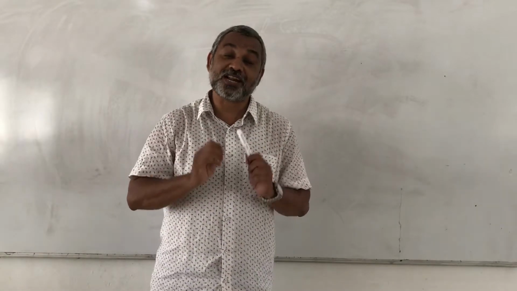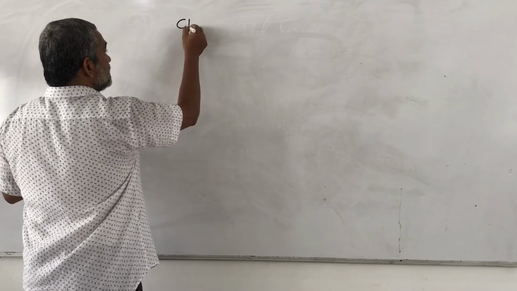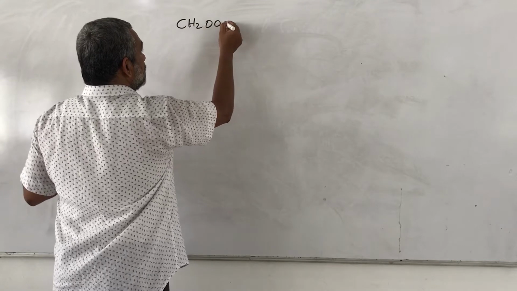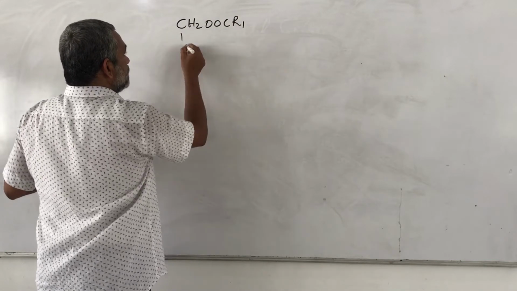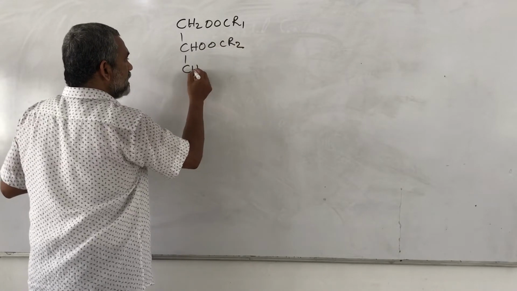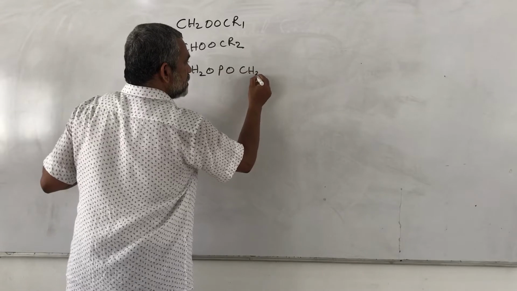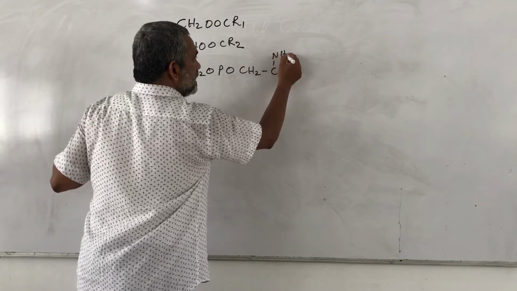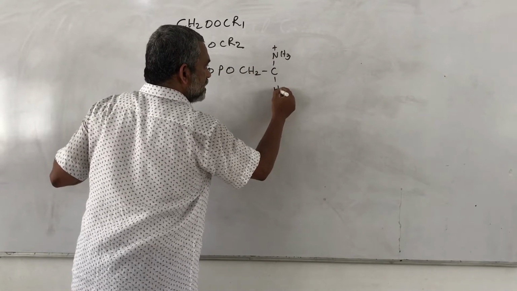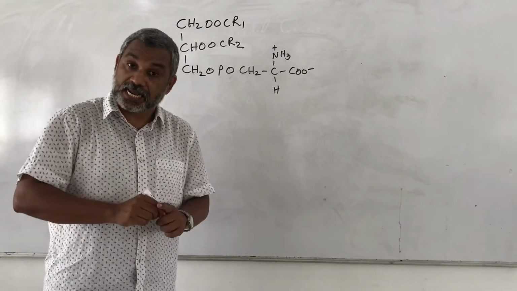Let us look at the structure of phosphatidylserine. So the structure is CH2OOCR2 and CH2OPOCH2. This is the serine which is attached here. So this is the structure of phosphatidylserine.